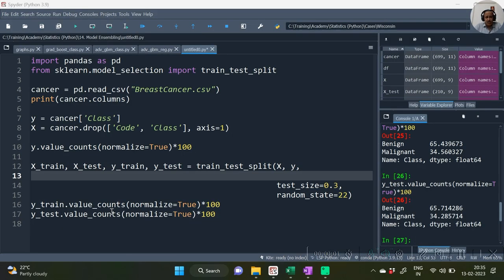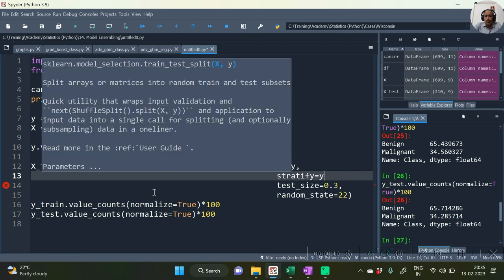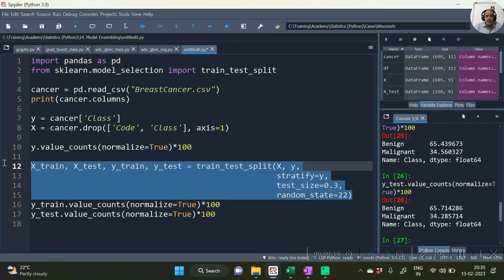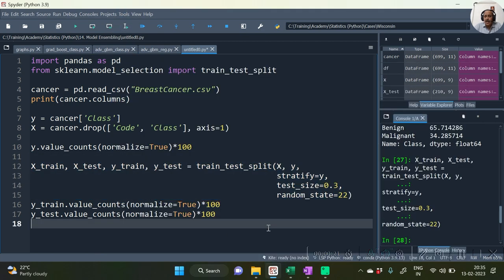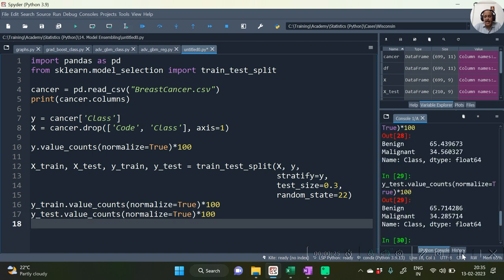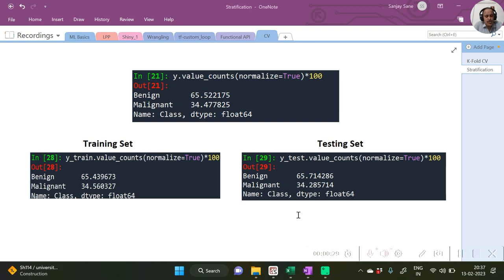Hence, let us apply the stratification to this particular data partition. So we need to write stratify equal to y, and now let us run and again check the percentages. You will find the percentages now in this way. Let us observe them closely. Now we see the effect of stratification.